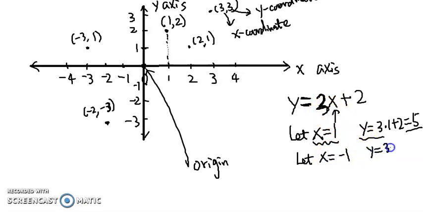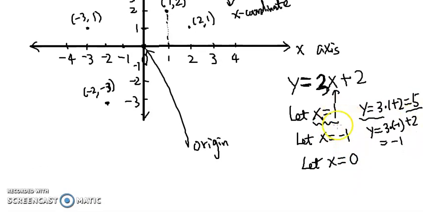3 times negative 1 plus 2 is equal to negative 3 plus 2. That's negative 1. And we can also pick any number. I didn't pick any fractions because fractions are not easy to work with. That's why I picked whole numbers and integers. So let's pick 0. If I pick 0, y equals 3 times 0 plus 2, which is 2.